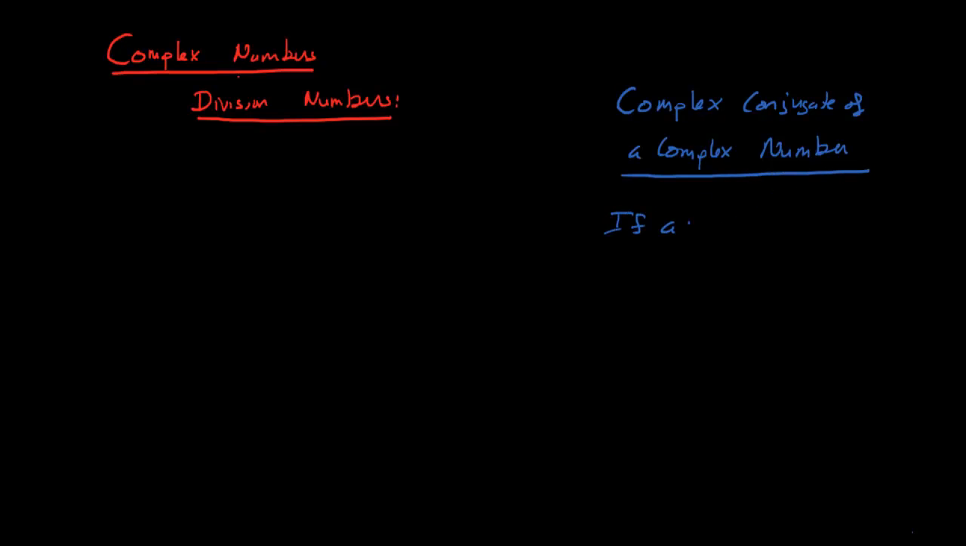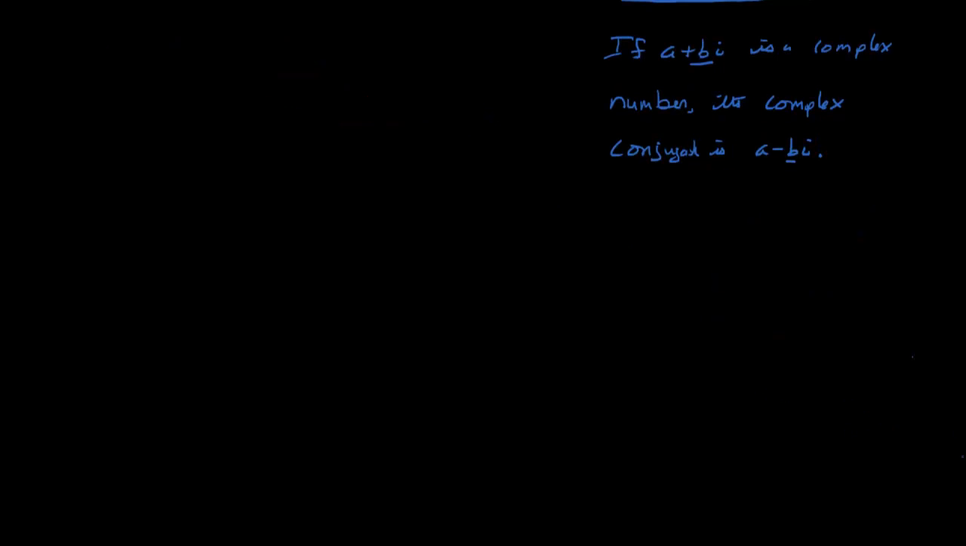If a plus bi is a complex number, its complex conjugate is a minus bi. So all you do is negate the coefficient of the imaginary number. So the complex conjugate, just negate the coefficient of the imaginary part. Before we get into the division, let's do some complex conjugate identification examples.